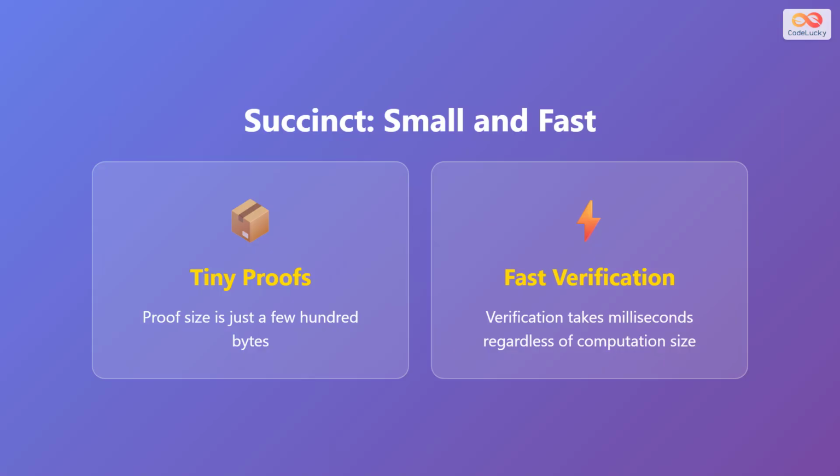One of the most impressive features of zk-SNARK is their succinctness. The proofs generated are incredibly tiny, typically just a few hundred bytes in size, regardless of how complex the underlying computation is. This means you could prove that you correctly executed a computation involving millions of steps, and the proof would still be remarkably small. Even more impressive is the verification speed. These proofs can be verified in just milliseconds, making them practical for real-world applications. This combination of small size and fast verification makes zk-SNARK incredibly efficient.